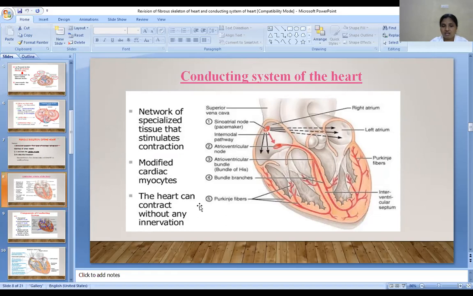Why am I saying modified cardiac myocytes? Because the heart can contract without any innervation, meaning nerve stimulus. Why? Because of the presence of these specialized cardiac myocytes. So what are these cells? We'll see in the next slides.